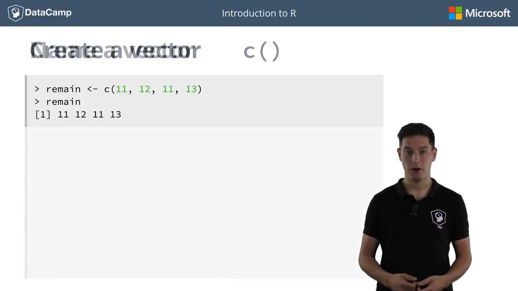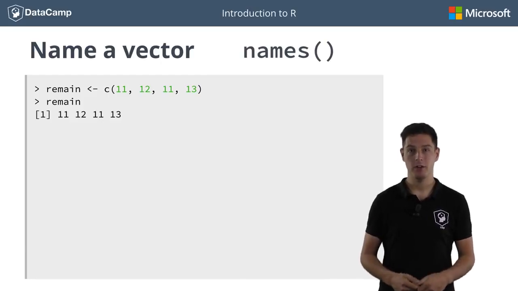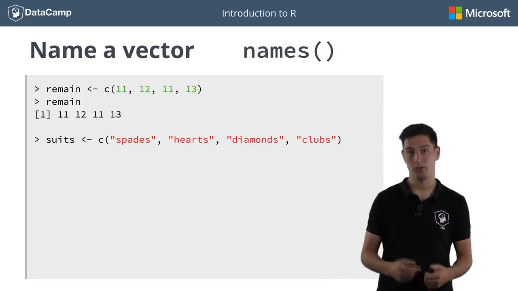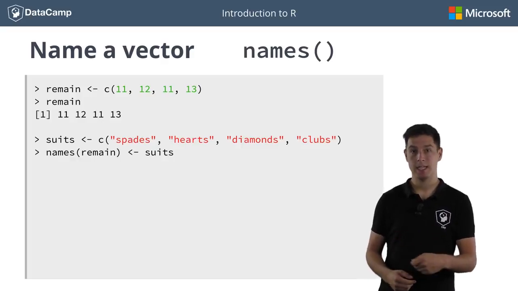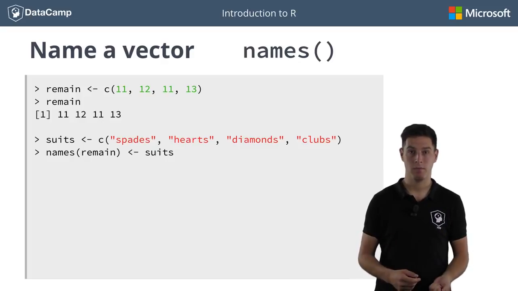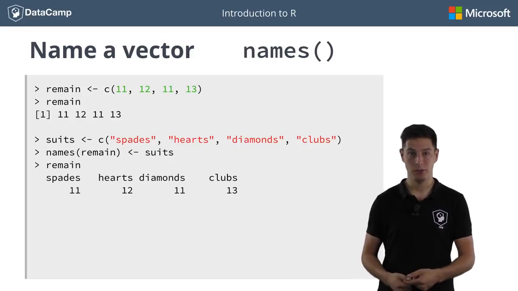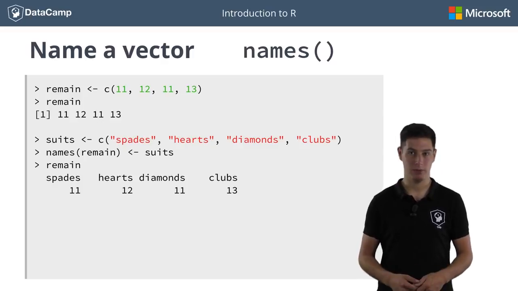You can do this in R by naming the vector. You can use the names function for this. Let's first create another vector, suits, that contains the strings spades, hearts, diamonds, and clubs, the names you want to give to your vector elements. Now, this line of code sets the names of the elements in remain to the strings in suits. If you now print remain to the console, you'll see that the information is accompanied by the proper labels.